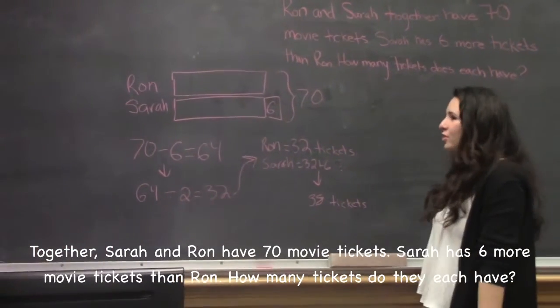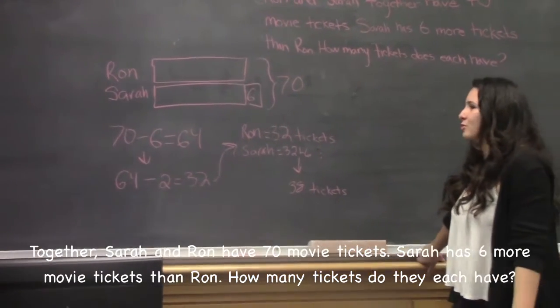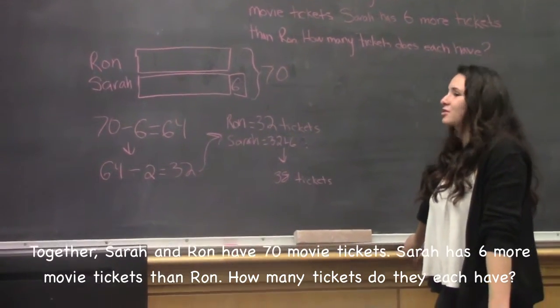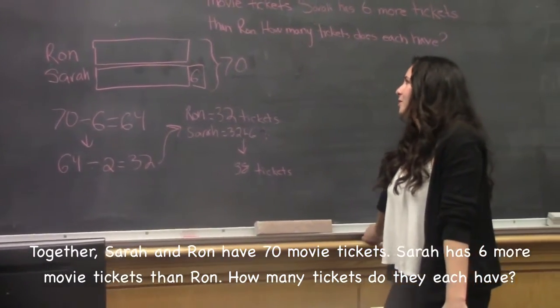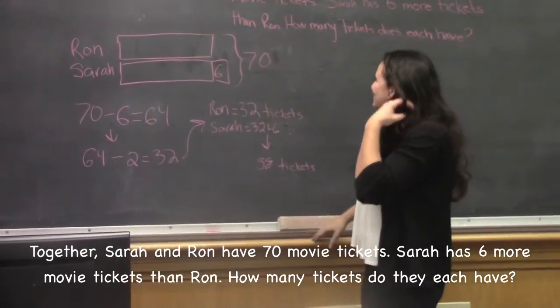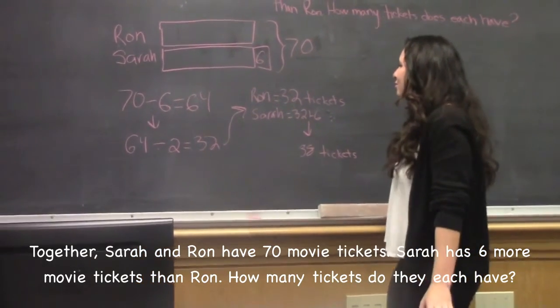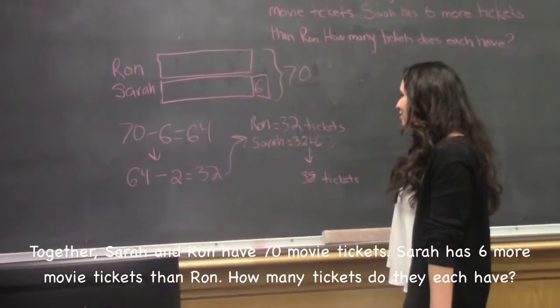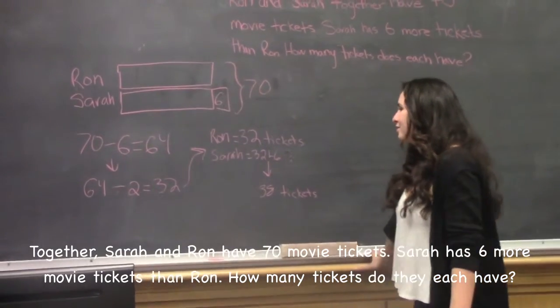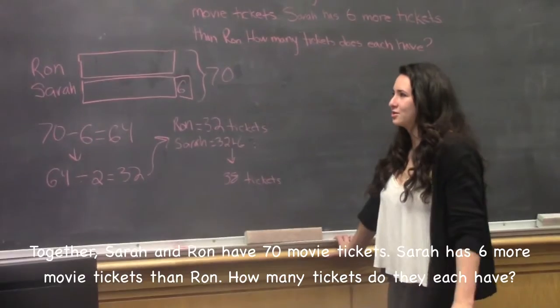So I drew both of their tickets at the equal length, but I drew Sarah's with 6 more because I knew that Sarah had 6 more tickets than Ron, but they had the same base number. And I made sure I knew that all the tickets in total were equal to 70. And then I had 70 and 6 were the only numbers I knew. So I subtracted 6 from 70 to get 64, and then I divided 64 by 2 to get 32, which was the unknown value that each of them had.